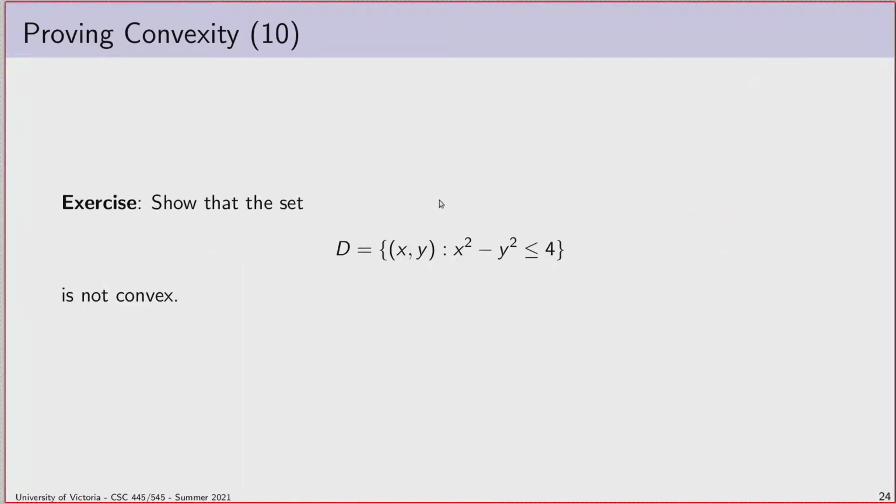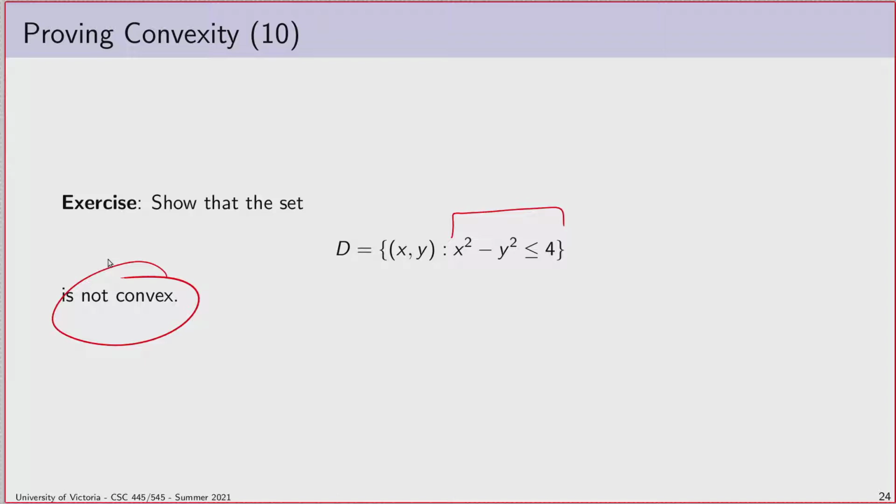What about this one? So here's a set that I've defined, again, with a relatively simple function. x squared minus y squared is less than or equal to 4. But I'm saying the set isn't convex. And the exercise is to show that it isn't convex. Now, when we want to prove that something is convex, we have to show that for every possible pair of points, the entire line segment sits inside the set. To show that something isn't convex, I really only have to find one example where the definition isn't satisfied.